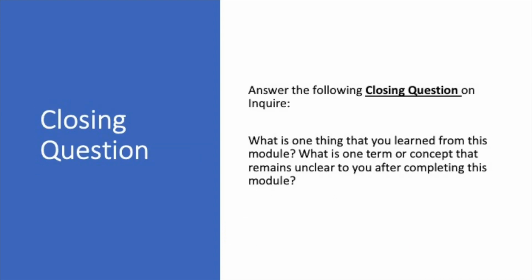Finally, here is your closing question for this week's module. This is pretty broad. I just want to get a sense of where you are with thinking about univariate analysis. So what is one thing that you learned from this module? What is one term or concept that remains unclear to you after completing this module, if any? Okay, so you can pause here, answer that closing question, and then come back for the final slide.